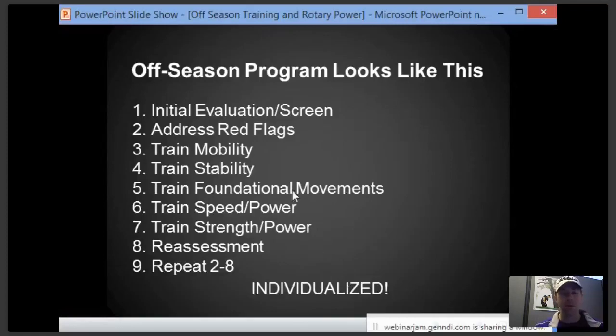And then obviously you want to always reassess and then just repeat. That's your off-season program. These elements are going to be exactly the same in your in-season, preseason, and postseason. We'll talk, in a couple of slides, about how you identify which of these areas we want to be more focused on at different times and less focused on at others.